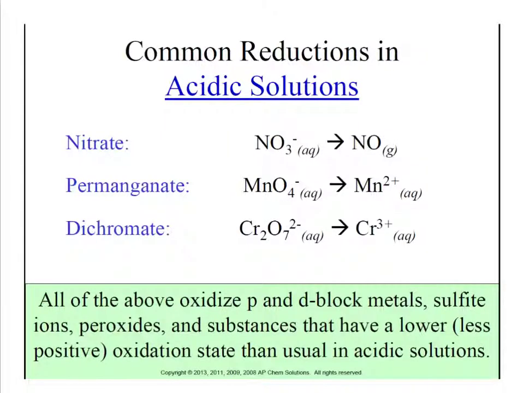Alright, so now we're going to talk about some common oxidation and reduction reactions. So these are all things in the next couple of slides that you're going to have to memorize. For example, here are three very, very common reductions that happen in acidic solutions, and only in acidic solutions.